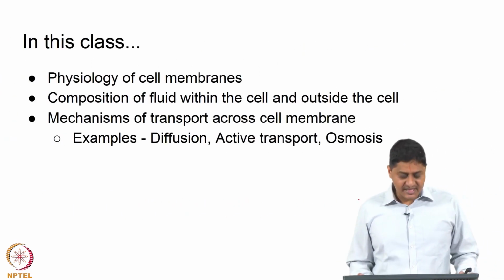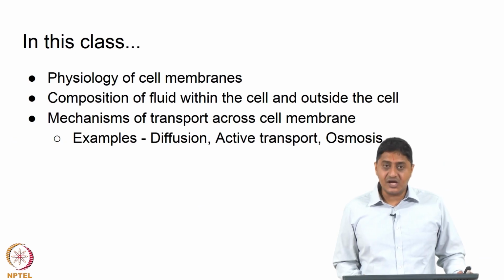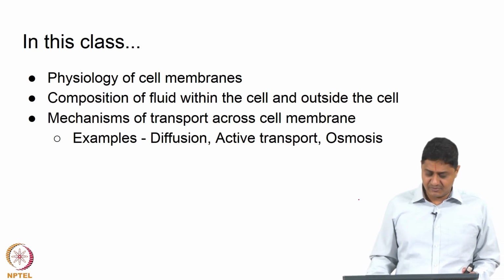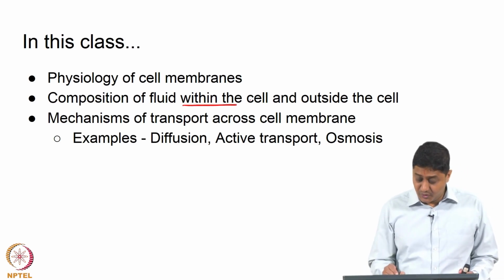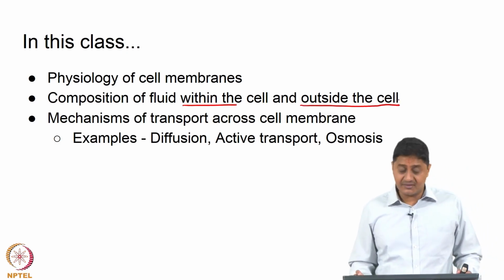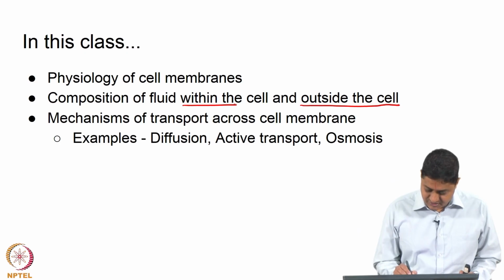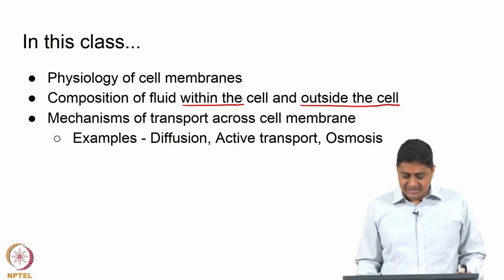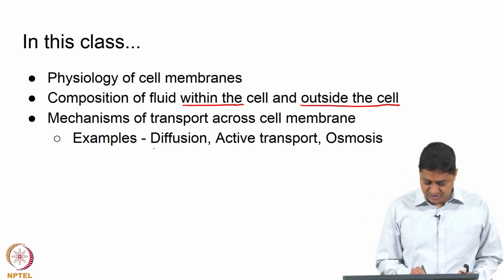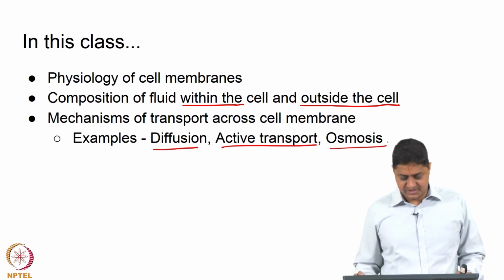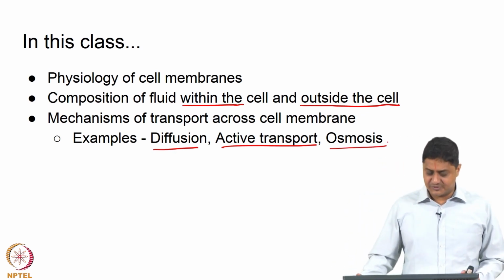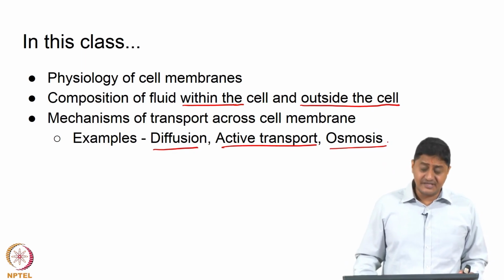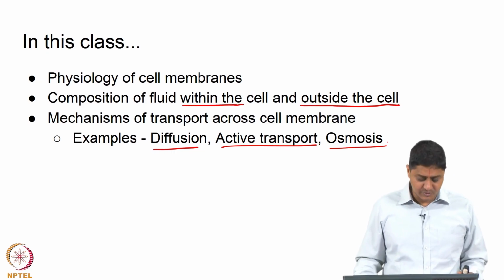Okay. So, in today's class we will be talking about the physiology of the cell membrane and the composition of fluid within the cell membrane and outside the cell membrane. This is expected not to be the same, which means that there are different gradients. There may be a concentration gradient, and there may be other gradients. We will discuss that, and also transport across the cell membrane. There is going to be diffusion, active transport and osmosis as some examples of transport. Also there are other forms of transport such as facilitated diffusion, co-transport, counter-transport, etc.